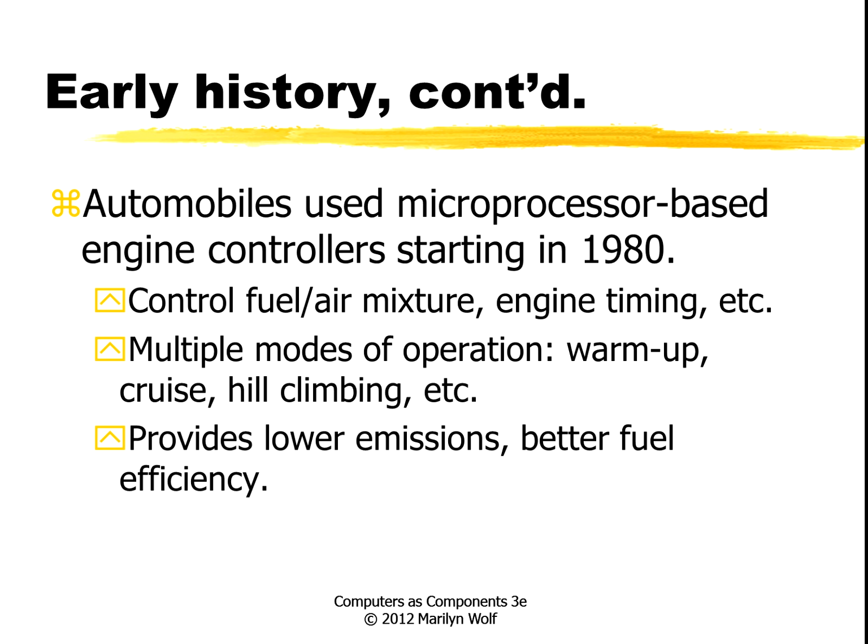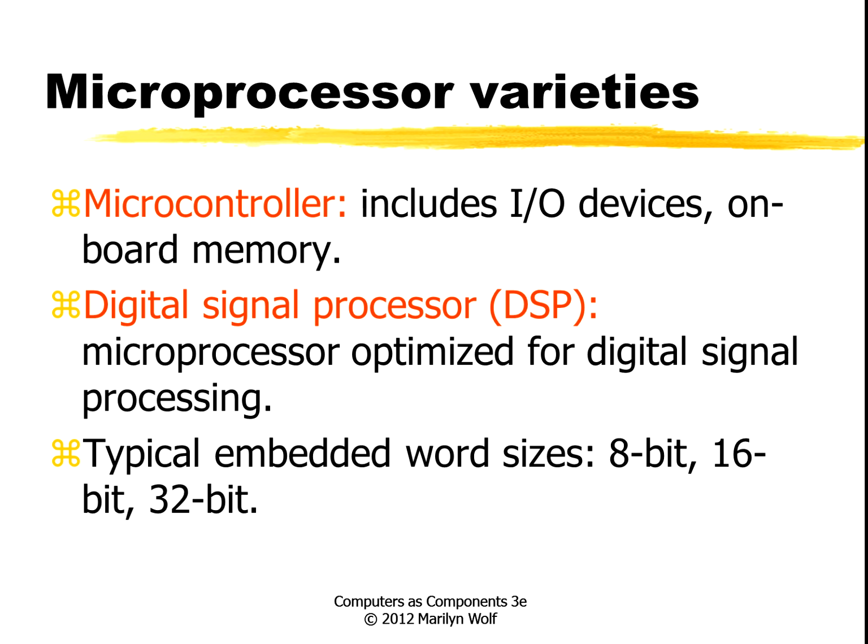Why did car manufacturers do this? Well, they were faced with the need to both lower the emissions of these engines and provide better fuel efficiency. And the mechanical controllers simply weren't flexible enough to meet these demands. So they had to use sophisticated algorithms running on microprocessors in order to meet the demands on modern car engines.